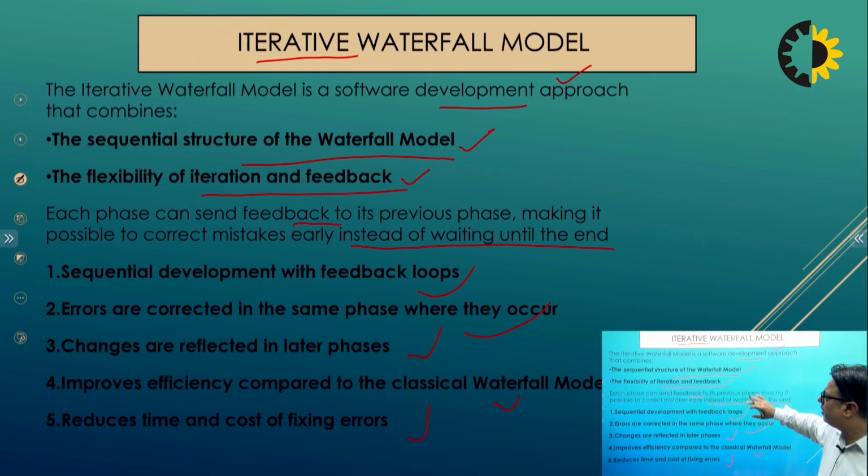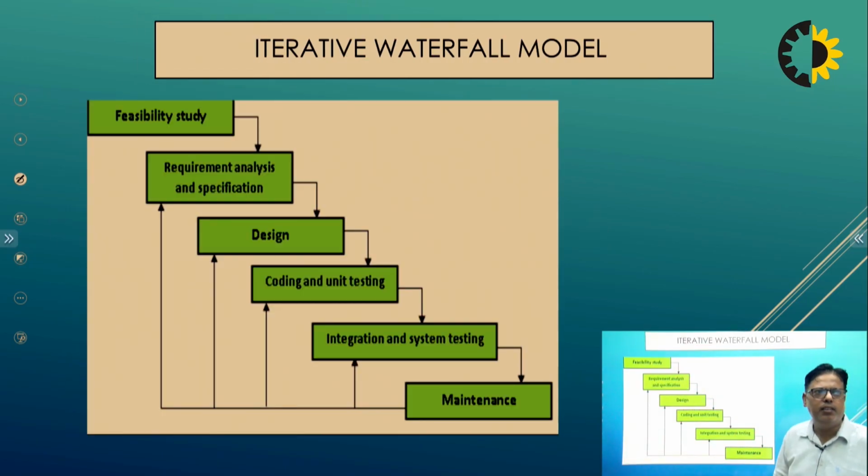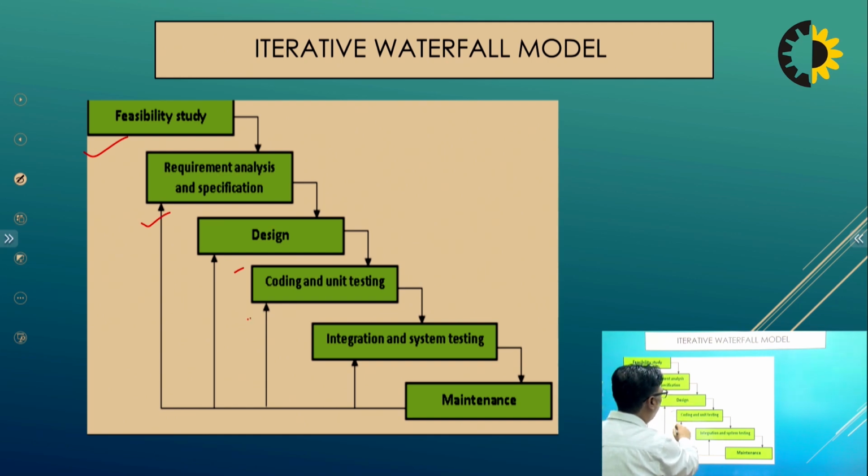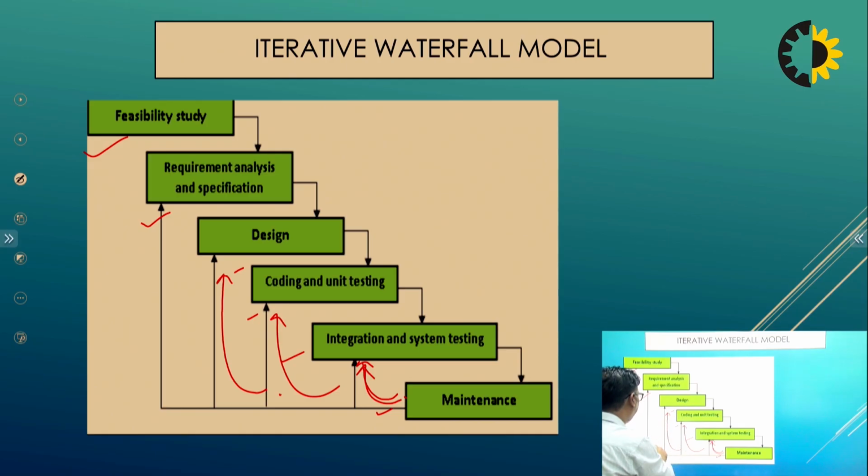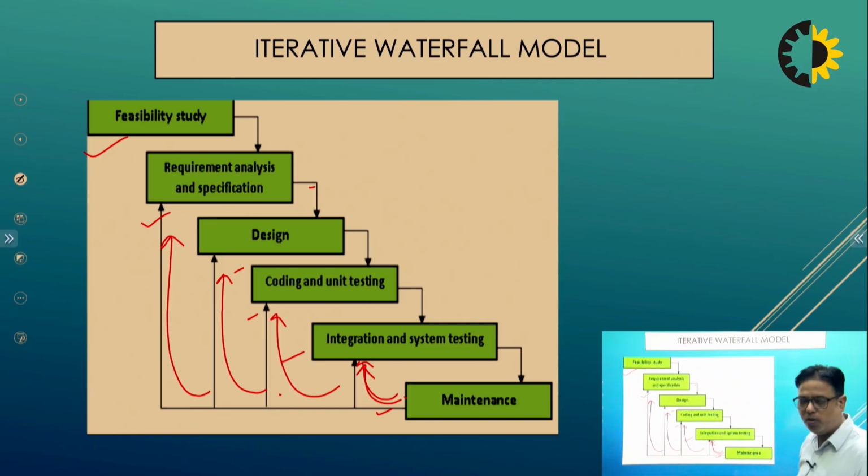So this is the basic introduction of the iterative waterfall model, and this is the graphical structure. All phases are similar to the waterfall model. The first phase is the feasibility study. Second, requirement analysis and specification, designing, coding, integration testing and maintenance. But feedback facilities are available phase by phase. The maintenance phase provides feedback to the previous phase, integration and system testing. Integration testing provides feedback to designing, and designing provides feedback to requirement analysis. So this is the basic structure of the iterative waterfall model.